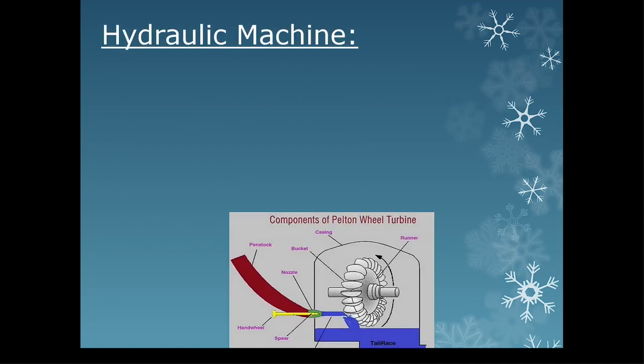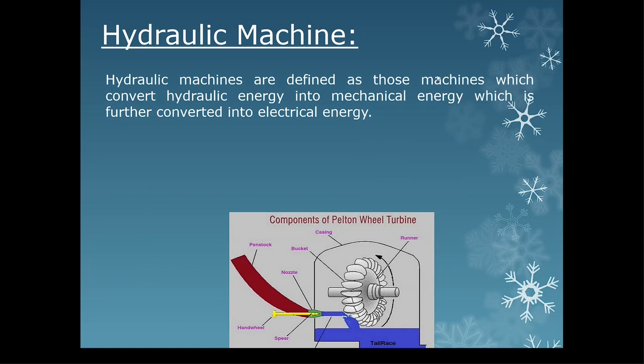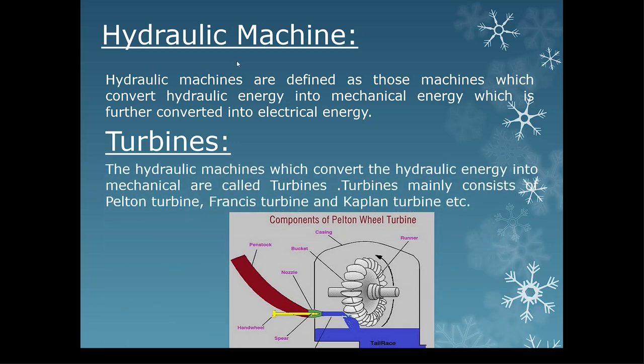So, what is a hydraulic machine? Hydraulic machines are defined as those machines which convert hydraulic energy into mechanical energy, which is further converted into electrical energy. What is a turbine? The hydraulic machines which convert hydraulic energy into mechanical energy are known as turbines. Turbines mainly consist of Pelton, Francis, and Kaplan turbines.